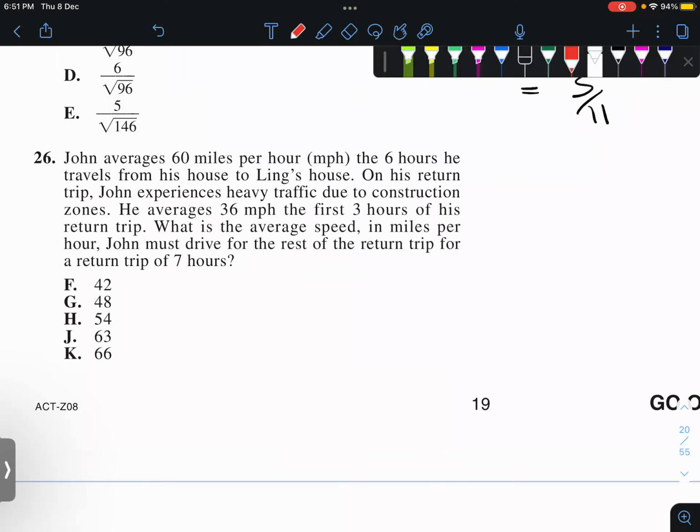Discuss with me the question and the answer, please. Number 26: John averages 60 miles per hour for the 6 hours he travels from his house to Link's house. On his return trip, John experiences heavy traffic due to construction zones. He averages 36 miles per hour for the first 3 hours of his return trip. What is the average speed in miles per hour John must drive for the rest of the return trip for a return trip of 7 hours?